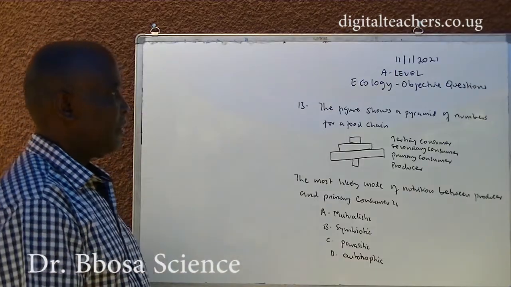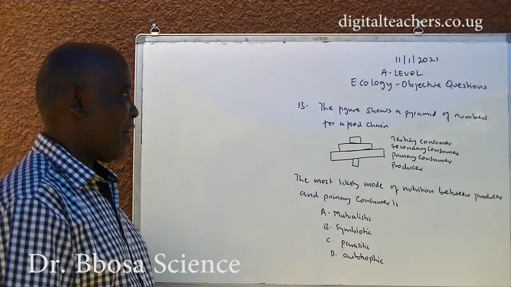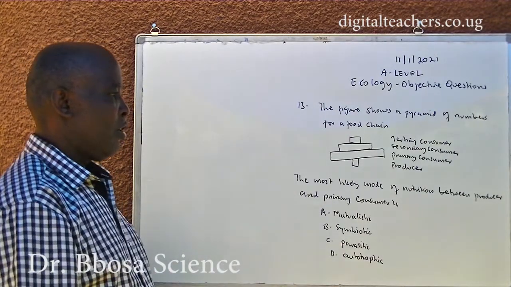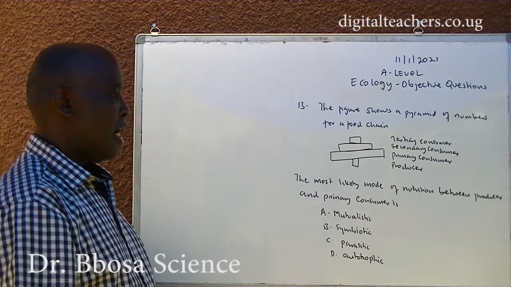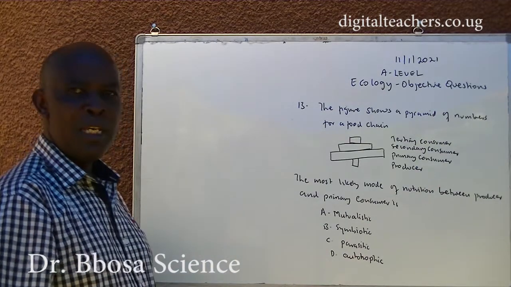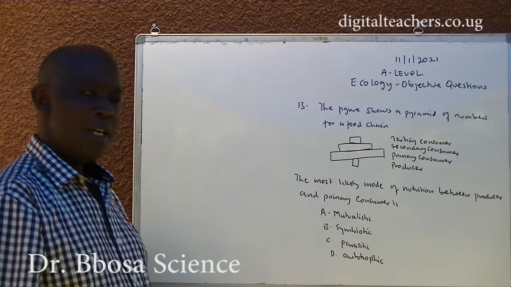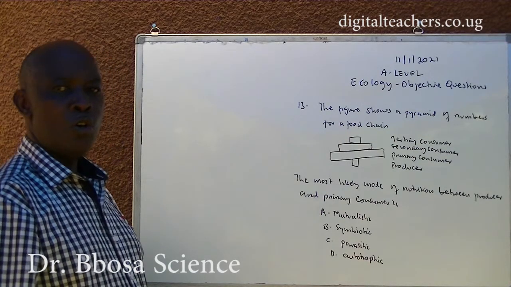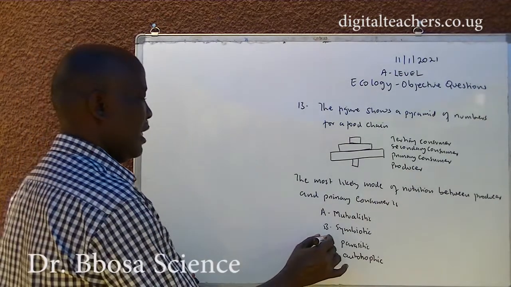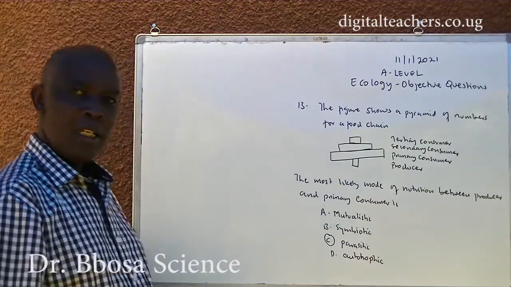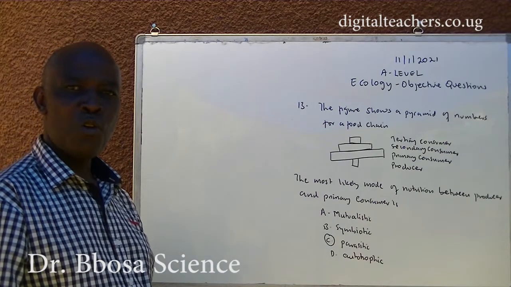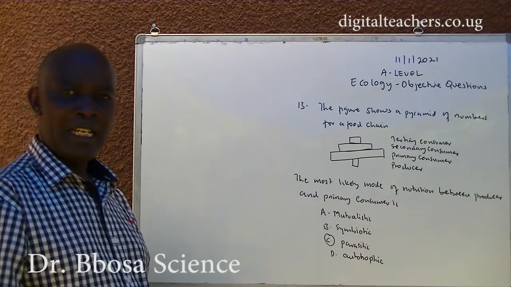Number 13. The figure shows a pyramid of numbers for a food chain. The most likely mode of nutrition between producer and primary consumer is A. Mutualistic. B. Symbiotic. C. Parasitic. D. Autotrophic. You can pause and answer. The answer is C. Usually parasites are smaller than the host. Therefore, the host can carry very many parasites.